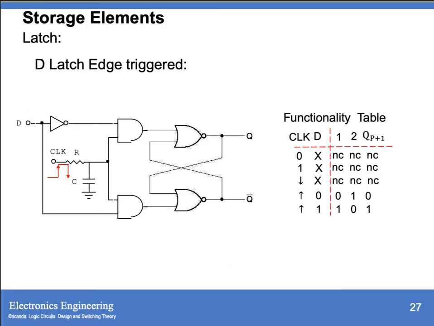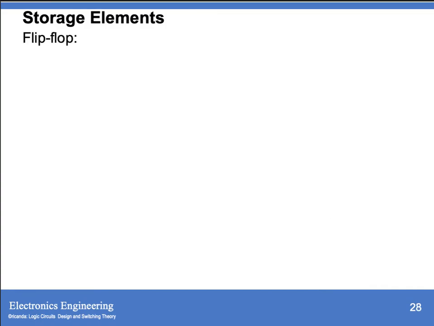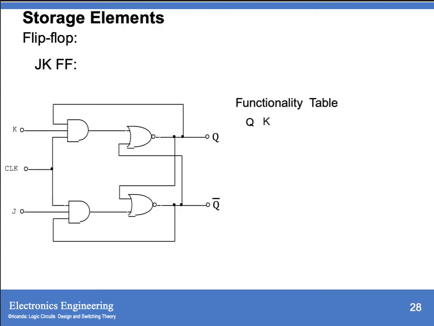So this is your circuit diagram, and this is our truth table. This is also your logic symbol. Then for flip-flops, we have the JK. So this is the circuit of your JK. You have your input, your Q, that is your QP, your previous Q, then input K and J, and you have the next value of your Q.